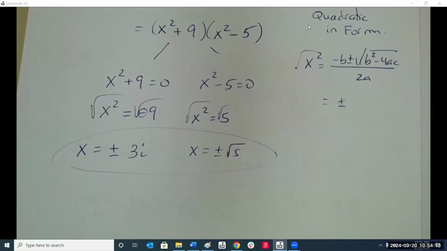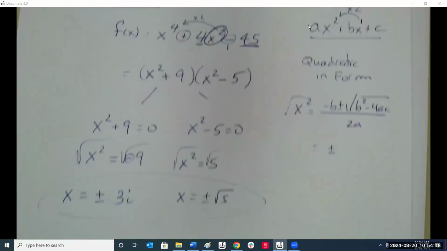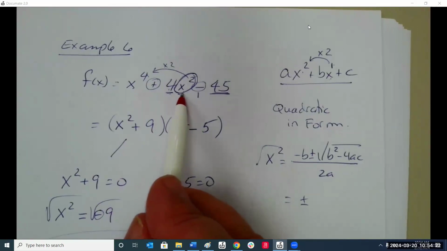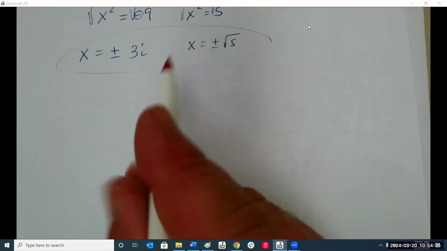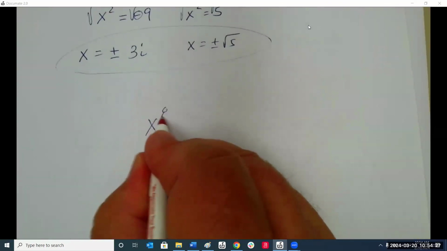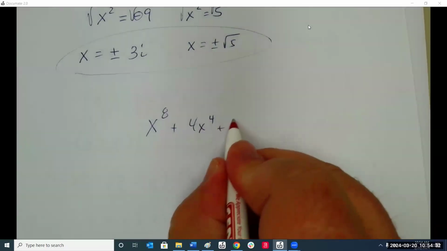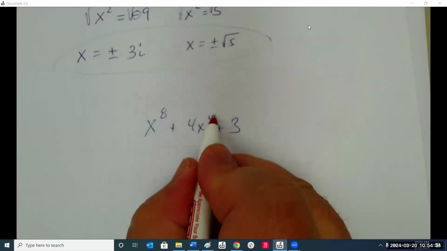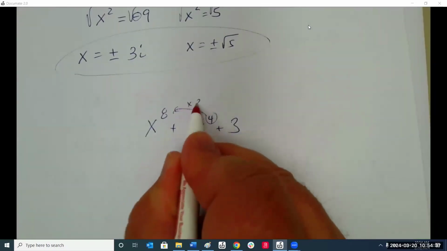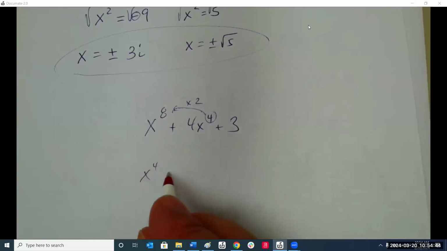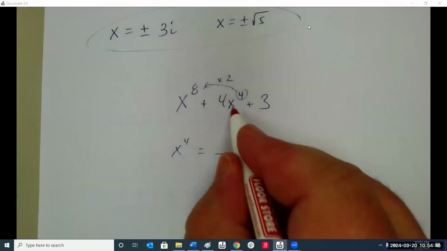So the last two, grouping and quadratic in form, you have to be very careful about those. When you solve quadratic in form, it's always the middle term. I could even have x to the 8th plus 4x to the 4th. This is quadratic in form because if I double it, I get the first term. You would solve for x to the 4th. You always solve for that middle.